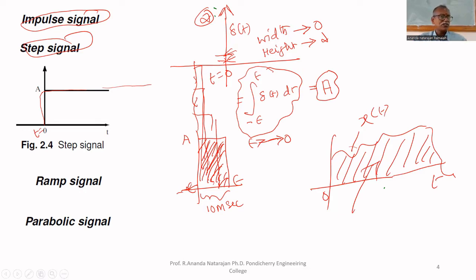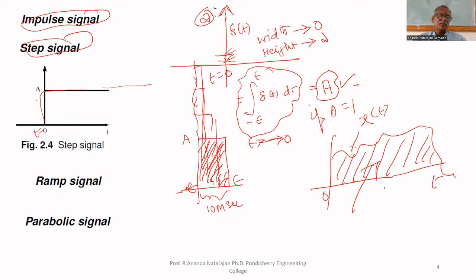Not at other points. It's not available. So its magnitude is A. Therefore, it is an impulse signal of magnitude A. Then unit impulse means A equal to 1. If A equal to 1, it is a unit impulse signal. That's all.